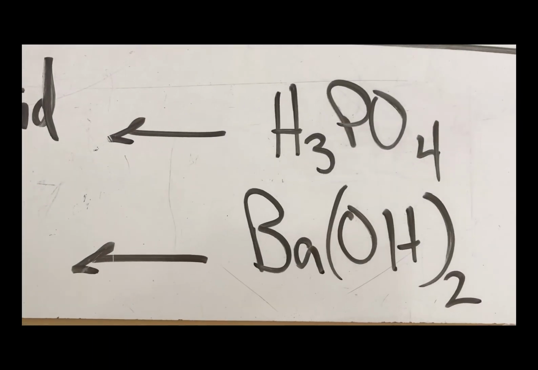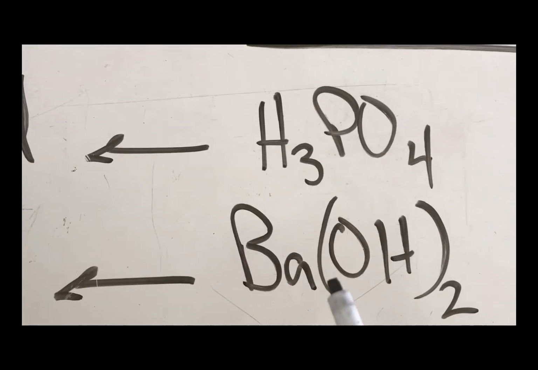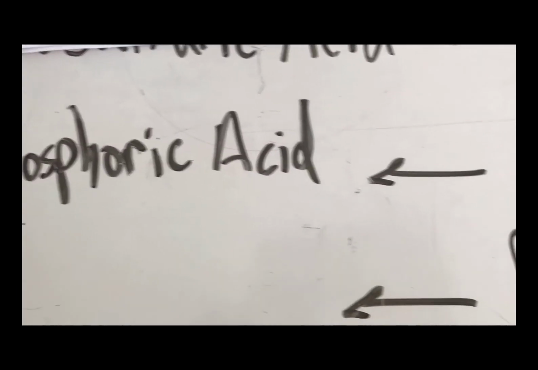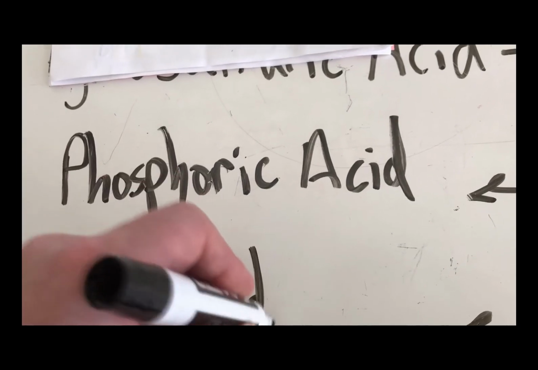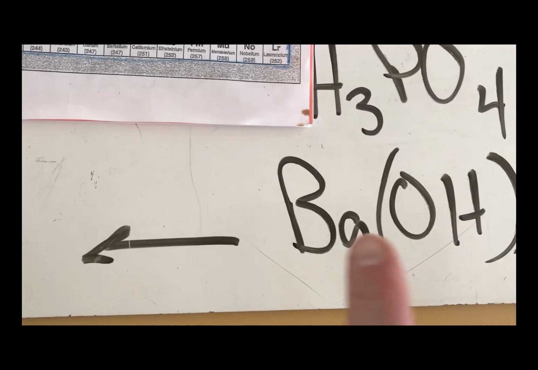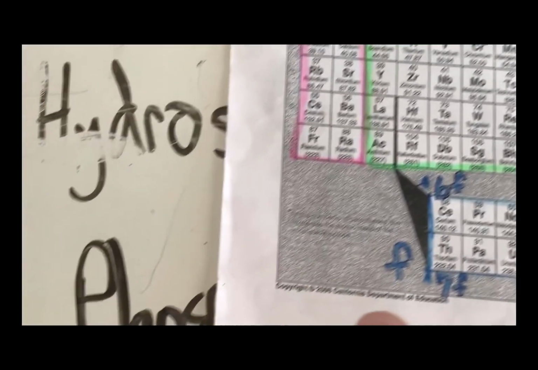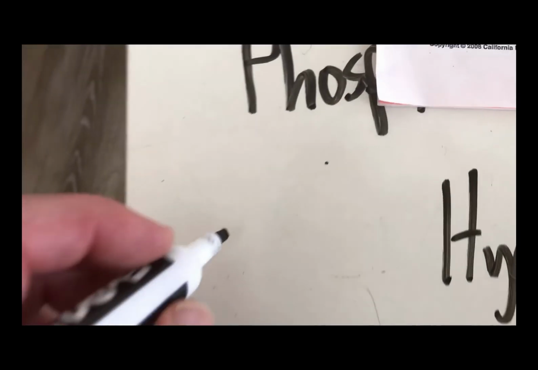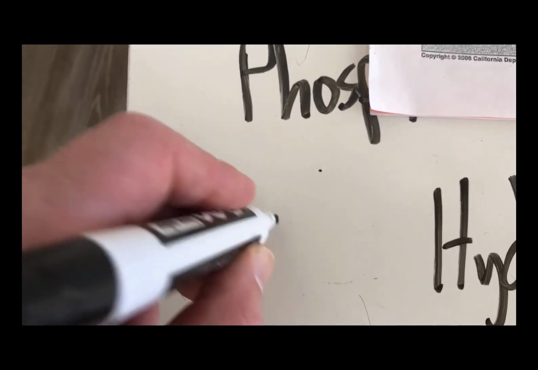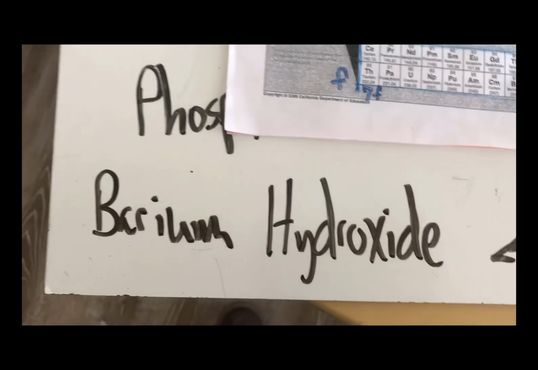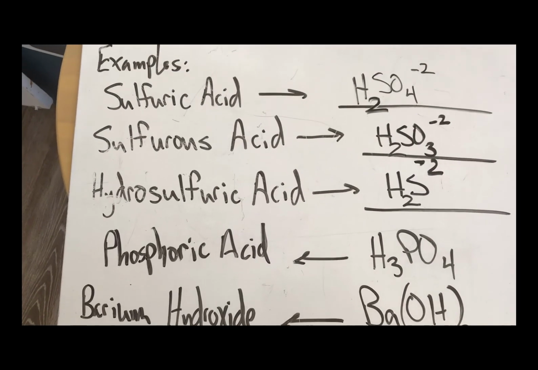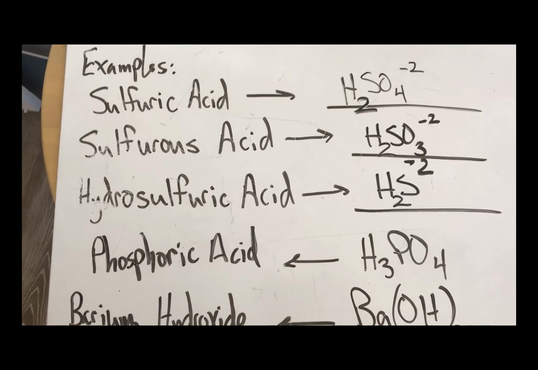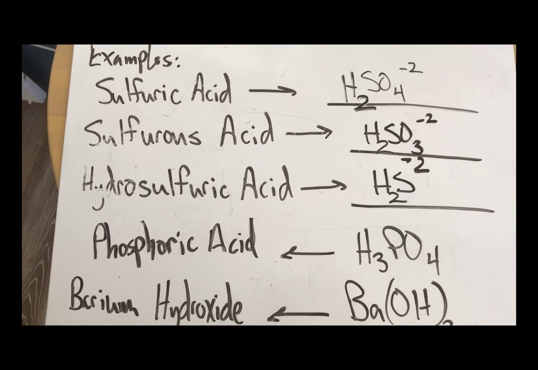That one doesn't start with an H, and it ends in hydroxide, so I know that is a base, and it is going to end in hydroxide. So I look off the periodic table, what is Ba? Ba is barium, so this is going to be barium hydroxide, and that is our base, and that's how we name those. On your homework assignment, you're going to see questions like these where you have to work back and forth, and that's pretty much how we name acids and bases.